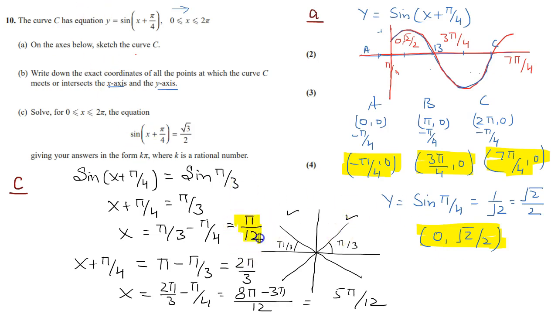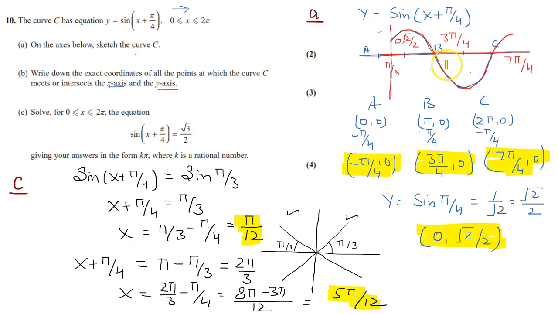So we have these two values of x. Give your answers in k pi form. So k is 5 over 12 and this is 1 over 12. So k is 1 over 12 and k is 5 over 12. You can also solve this one using degrees and then convert it. That will be a bit easy.